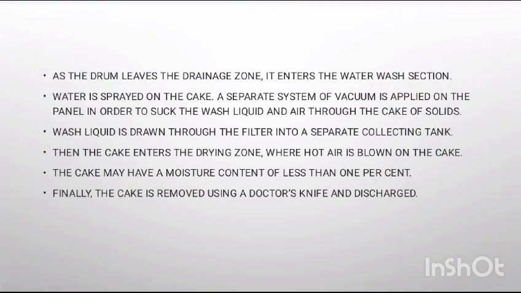As the drum leaves the drainage zone, it enters the water wash section. Water is sprayed on the cake. A separate system of vacuum is applied on the panel in order to suck the wash liquid and air through the cake of solids. Wash liquid is drawn through the filter into a separate collecting tank. Then the cake enters the drying zone where hot air is blown on the cake. The cake may have a moisture content of less than 1%. Finally, the cake is removed using a doctor's knife and discharged.